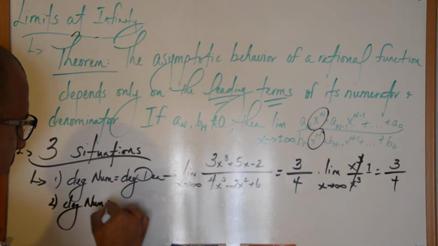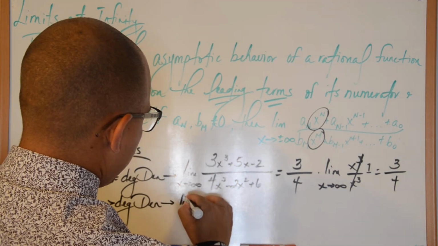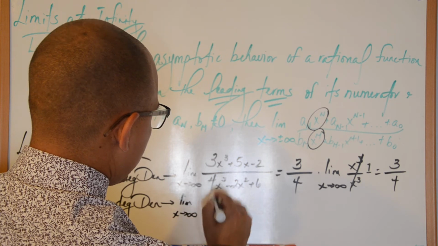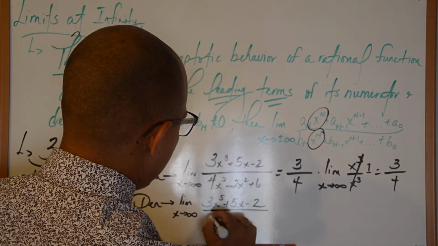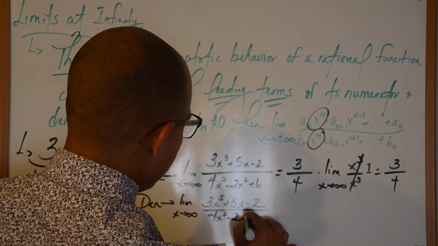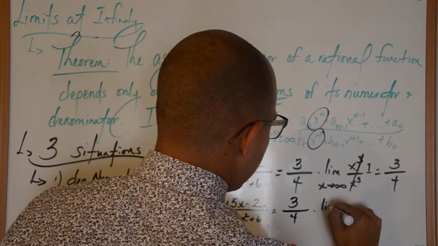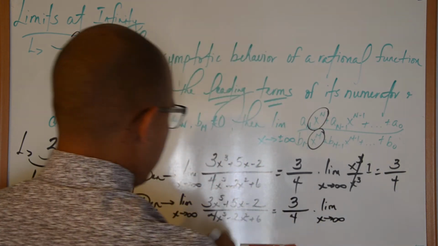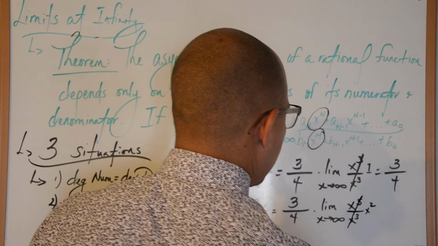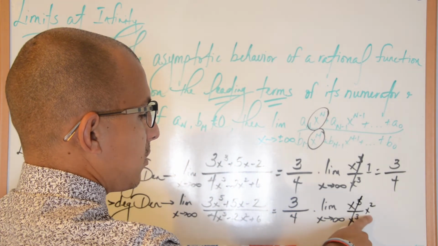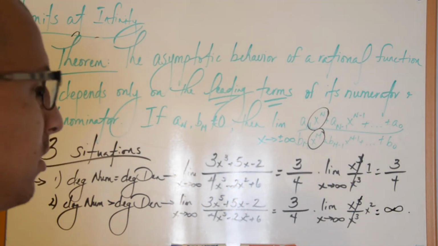Scenario 2. Degree of the numerator is greater than degree of the denominator. So let's assume that this equation stays exactly the same, except I'm going to make the degree now 5 in the numerator and leave everything else the same. We once again have the ratio of coefficients for the leading terms, and we have x to the 5th over x cubed, which will yield x squared. But when we substitute infinity, this becomes infinity squared, which is infinity. 3/4 times infinity yields an infinity.